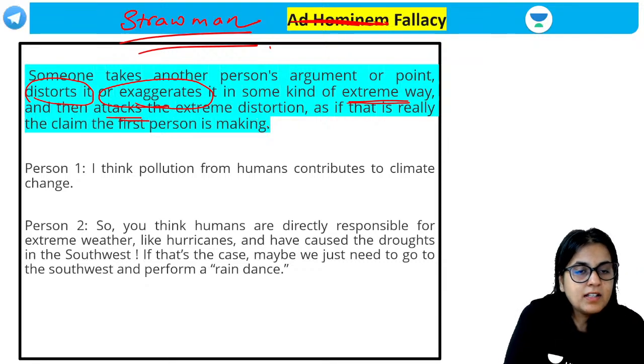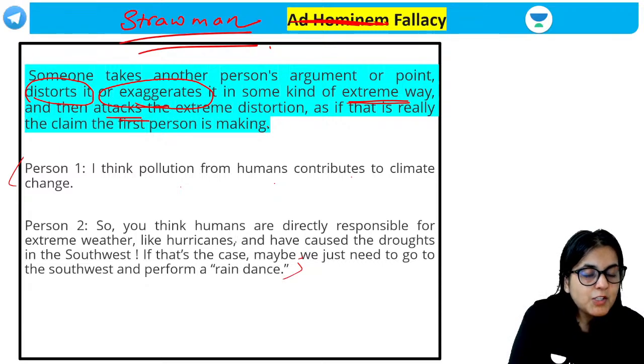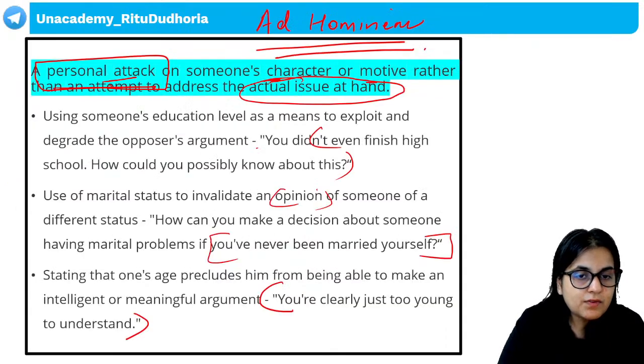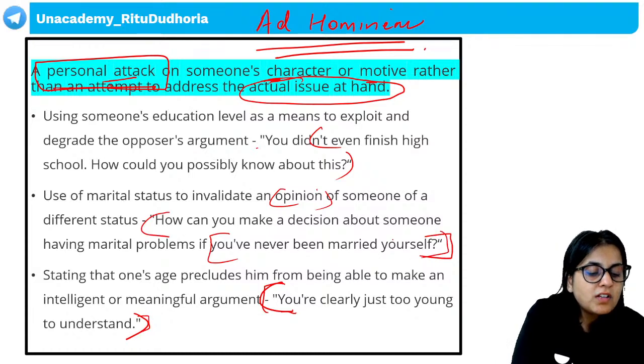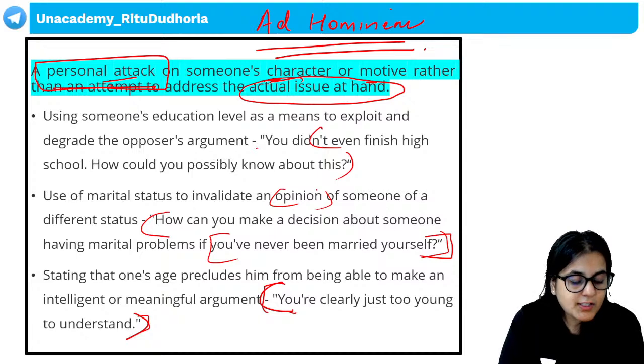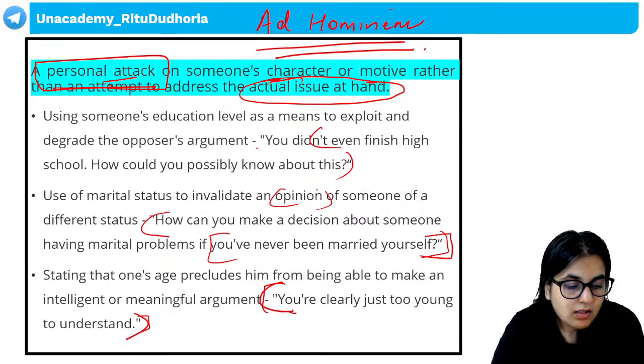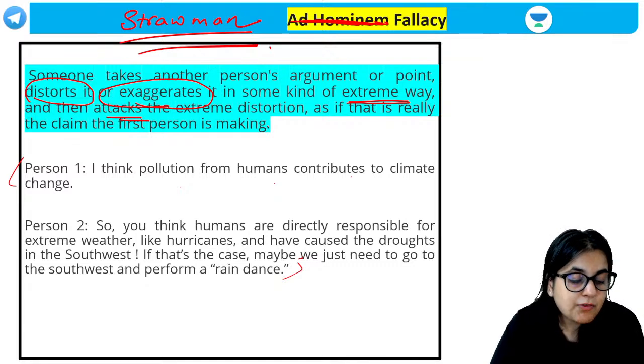For example, if he says, I think pollution from humans contribute to climate change. So Adya, you will be given a statement or a conversation and you will be asked to identify. For example, they can give you this statement and ask what fallacy is this called. These kind of questions have come in the XAT examination very frequently. They'll ask you to identify what type of fallacy or flaw it is.